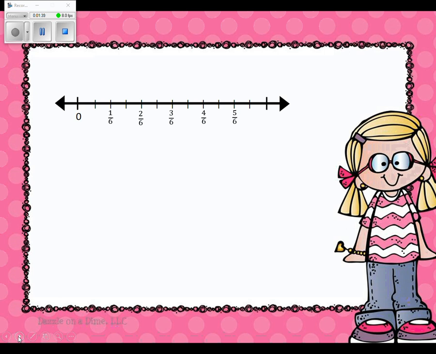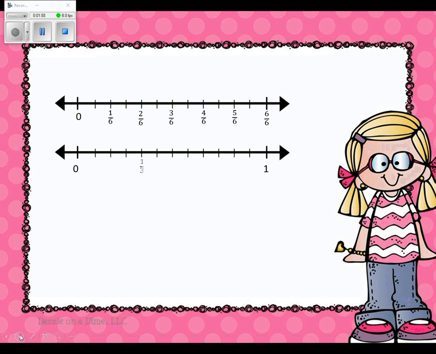Here's a number line with 6. We have 0, 1/6, 2/6, 3/6. This would be half. 4/6, 5/6, and 6/6. This would be a third. This would be 2/3. And we're going to compare another one.